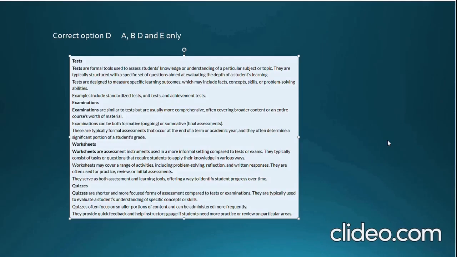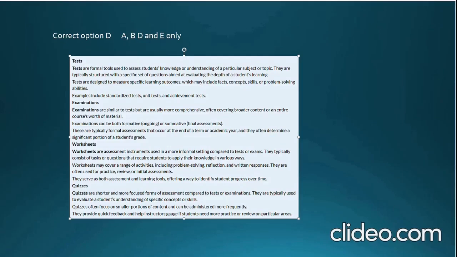Quizzes are shorter and more focused forms of assessment compared to examinations or tests. They are typically used to evaluate a student's understanding of specific concepts or skills. Quizzes are often focused on smaller portions of content and can be administered more frequently. They provide quick feedback and help instructors gauge if students need more practice or review on particular areas.